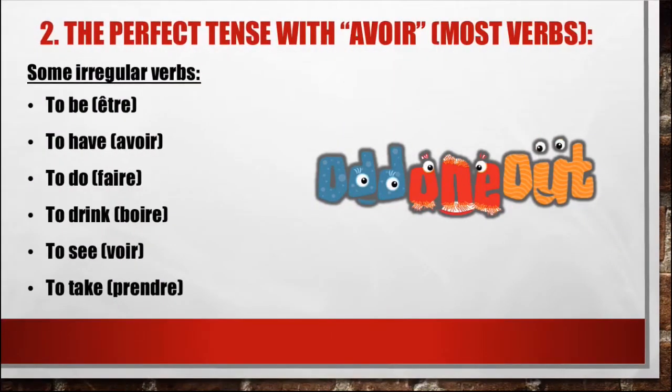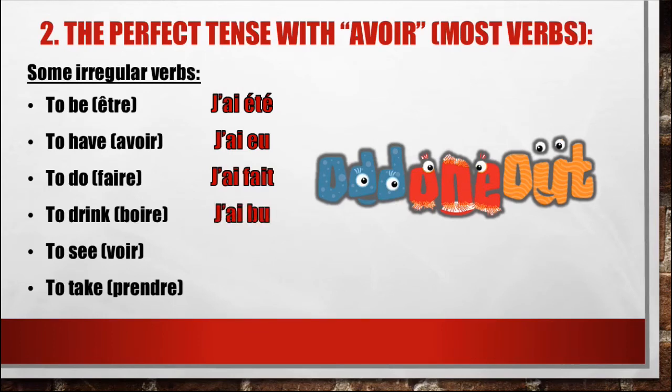As always, there's a few exceptions, so I've put the main ones here. There's others, but those are the most common ones that you may need. So to be is j'ai été, so that's how it spells. You see, it's not following the rules, because the re would become u, but not in this case, and it's the same for the other ones. So with to have, we have j'ai eu, to do, j'ai fait, so I did, I drank becomes j'ai bu, I saw becomes j'ai vu, and I took becomes j'ai pris.